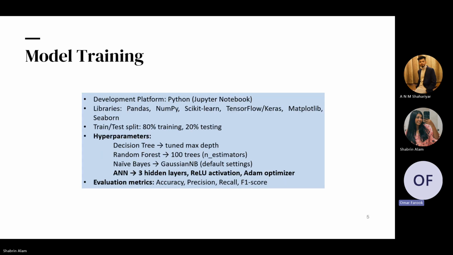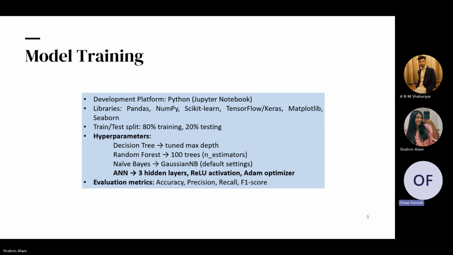Can we go to slide 10, please? Thank you. Now I'm going to talk about the model training and setup. For model development, we used Python and Jupyter Notebook, with libraries such as Pandas, Scikit-learn, TensorFlow, Keras, Matplotlib to plot the diagrams, and Seaborn.